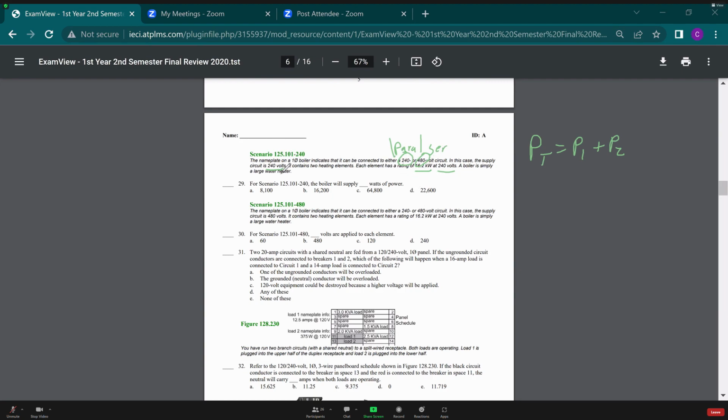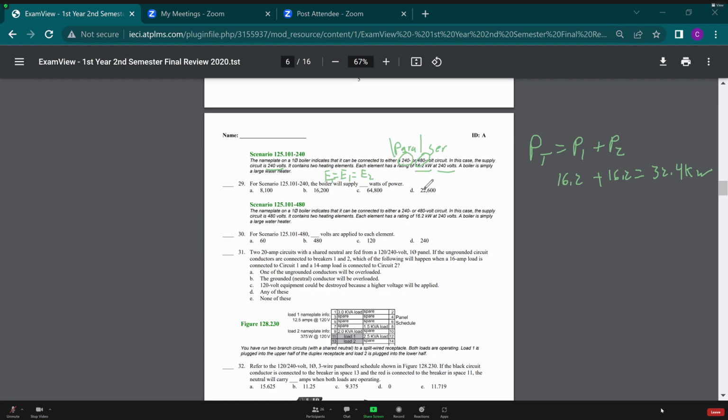If we're rated at 240 and we're connected in parallel at 240, I know that E total equals E1 equals E2. So the voltage applied to my elements is the correct voltage. If it's the correct voltage, I can take the nameplate as gospel. If P total equals P1 plus P2, then 16.2 kilowatts plus 16.2 kilowatts is going to equal 32.4. And if we convert that into regular watts, we get 32,400.